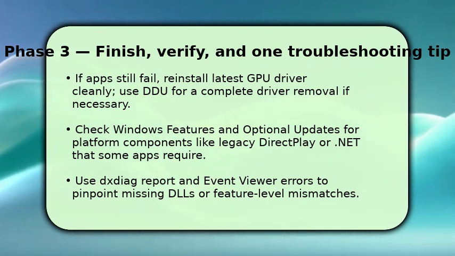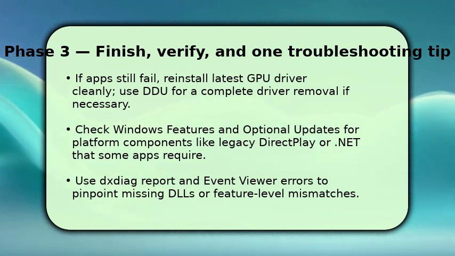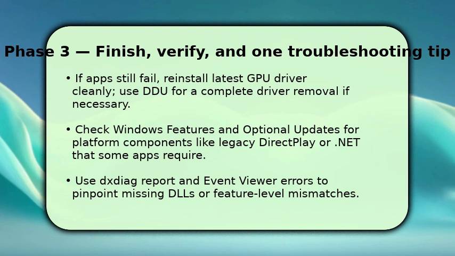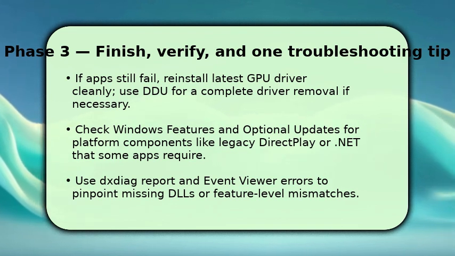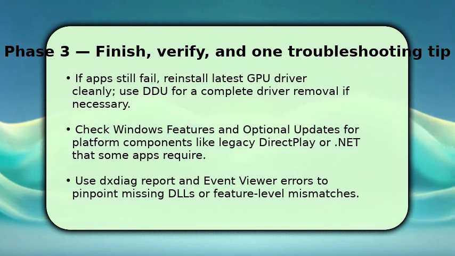Next, inspect Windows optional updates and legacy components. Some older apps need DirectPlay or specific .NET versions to launch with DirectX. If problems persist, produce a DxDiag report and consult Event Viewer for driver or DLL errors. This gives the concrete clues you need to fix mismatched feature levels or missing libraries quickly.